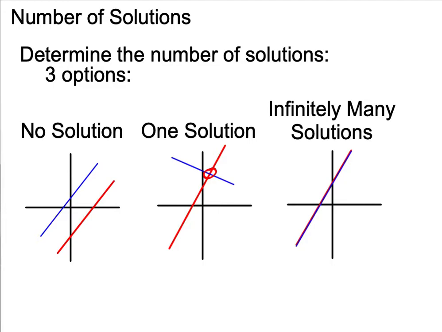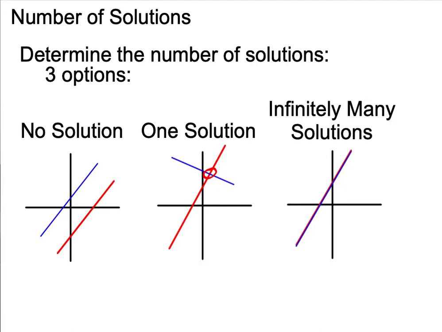It's not possible for them to cross twice. Just think, 2 points determine a line. If I try drawing another line that goes through both of those points, it will be exactly the same line. Therefore, it'll cross at every point. So that's the option, either 0 solutions, 1 solution, or infinitely many solutions.